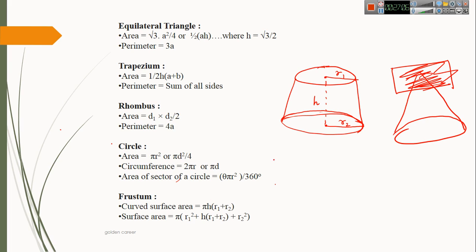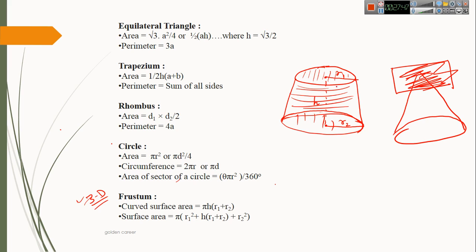For a 3D figure, which has length, breadth and also some height and occupies some volume, those figures are known as 3D figures. For 3D figures we have the concept of curved surface area and total surface area. Curved surface area is the part which does not consider the top part and the bottom part. It only considers the curved part of the figure.